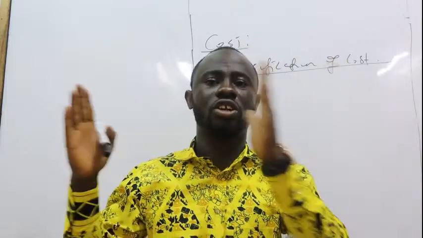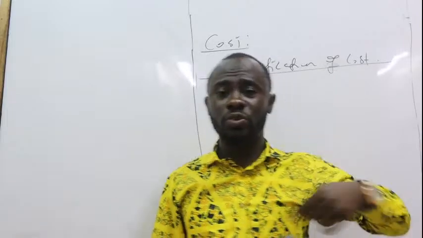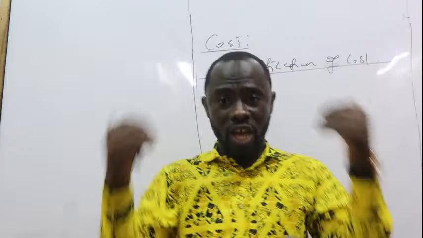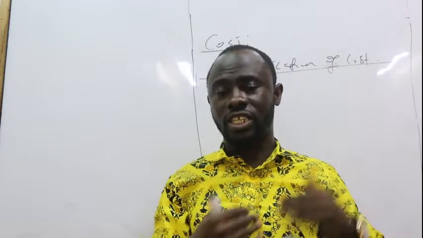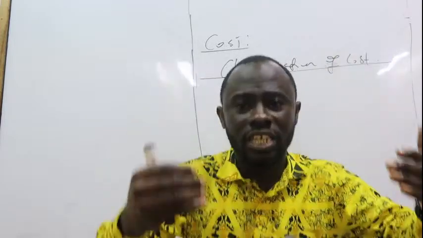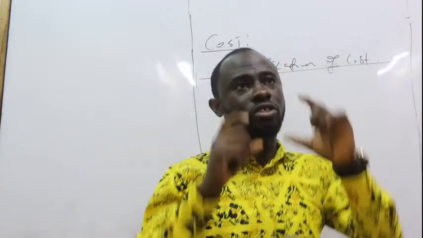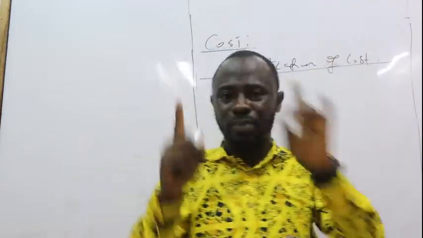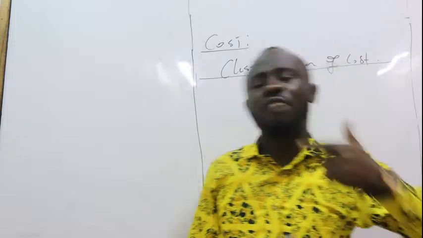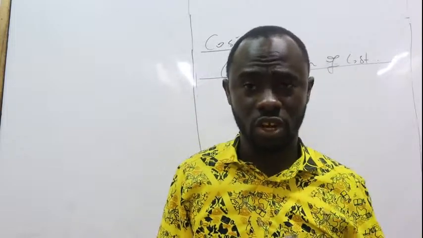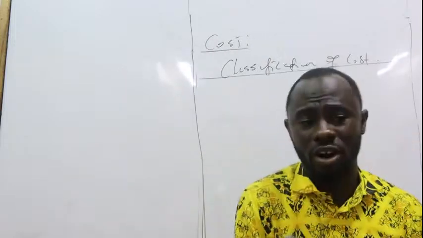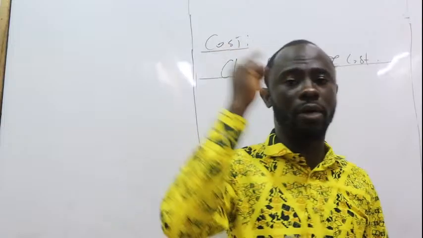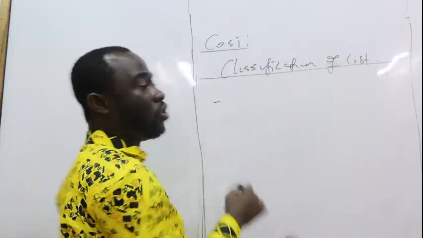So classification of cost. What is classification of cost? In simple language, we say that classification of cost refers to the sorting of cost into particular groups based on certain features. The sorting out or grouping of cost into certain groups based on specific features. Now, there are various bases for the classification of cost. We're going to be looking at a number of them, and then we proceed with our discussion. So, number one, classification of cost according to or by nature.